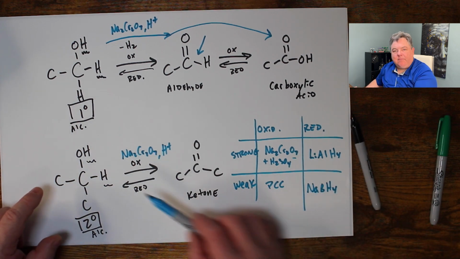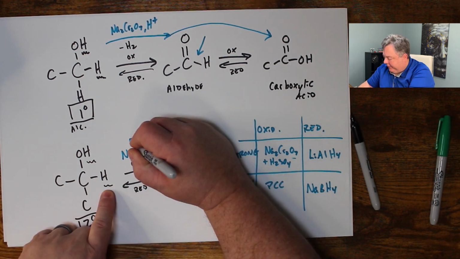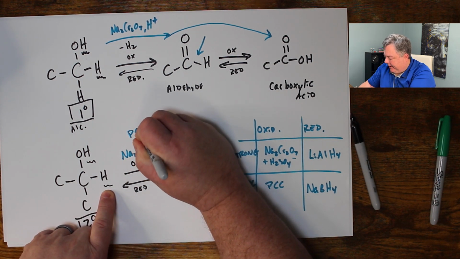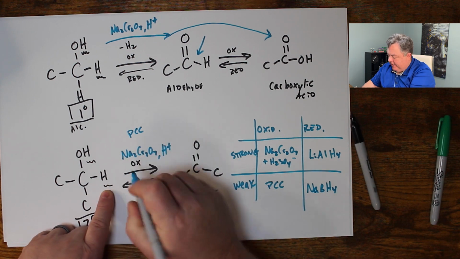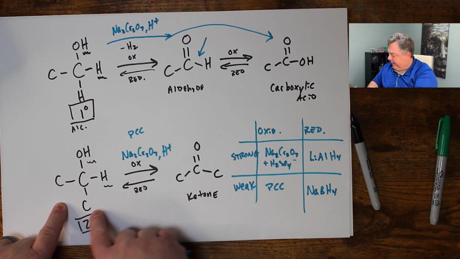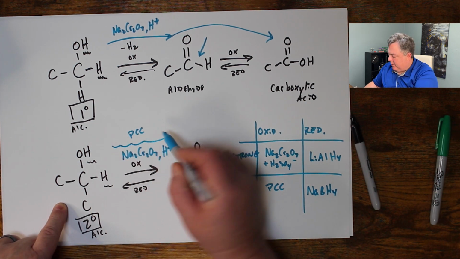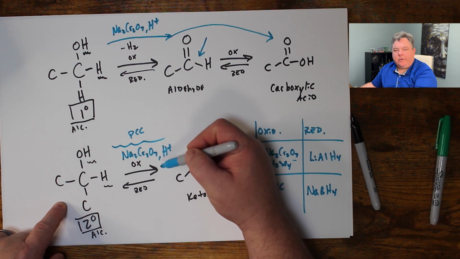Weaker ones can maybe stop halfway. So down here, I could also have oxidized this with PCC, this weak one. And it will also take alcohols to carbonyls. So I could have turned this secondary alcohol into a ketone with PCC or this one, the weak one or the strong one.